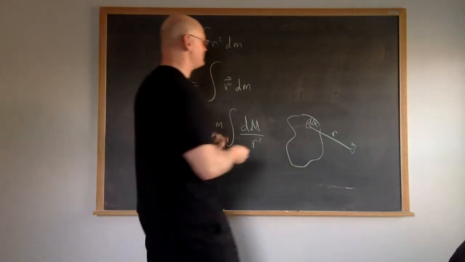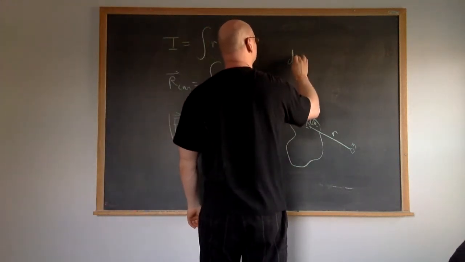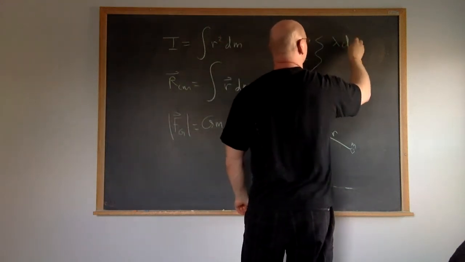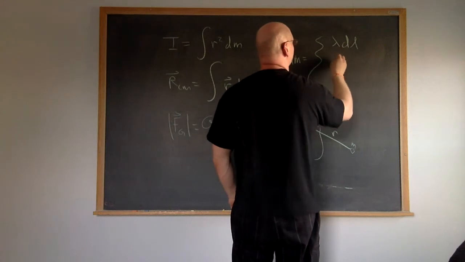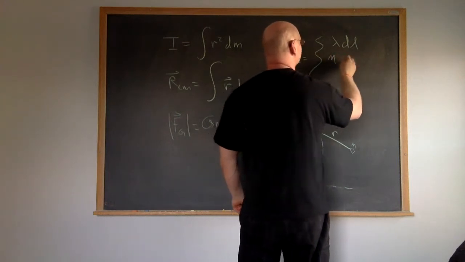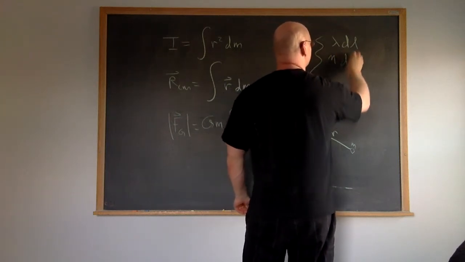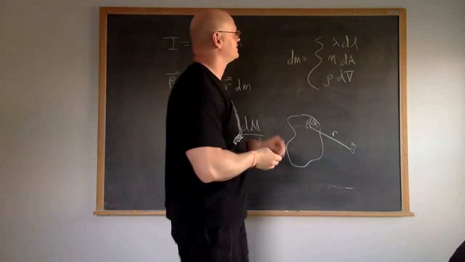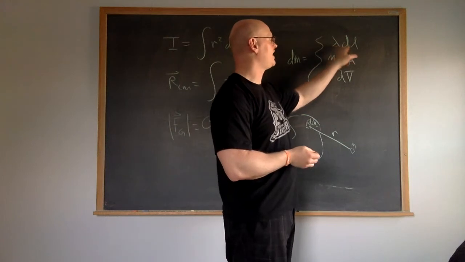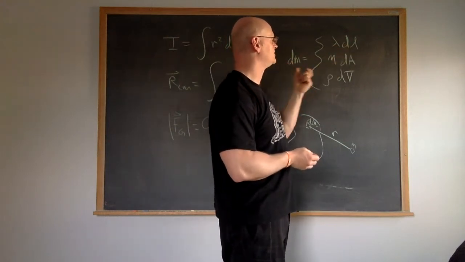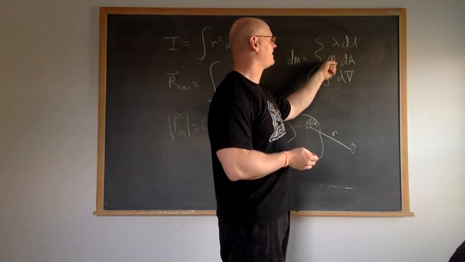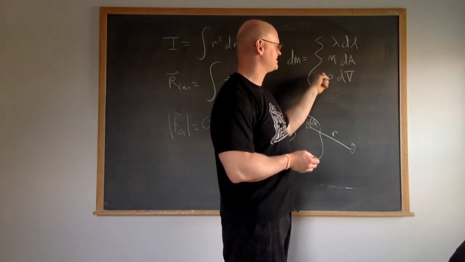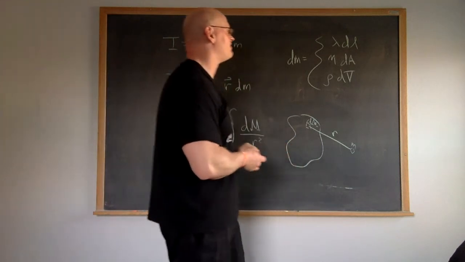Good. In all three of these cases, dm is the same. So dm is either equal to lambda dl, or, I think we're calling this eta, eta dA, and then rho dV. Here, lambda is the mass per unit length times dl, where dl is the differential length. Eta is the mass per unit area integrated over the area. And finally, rho is mass per unit volume integrated over the volume.